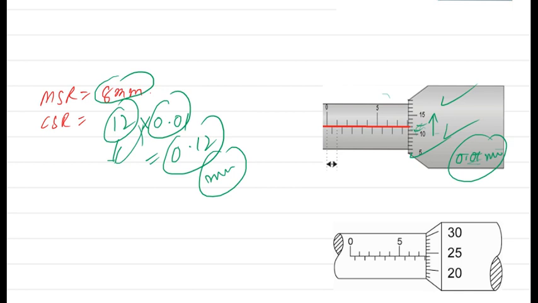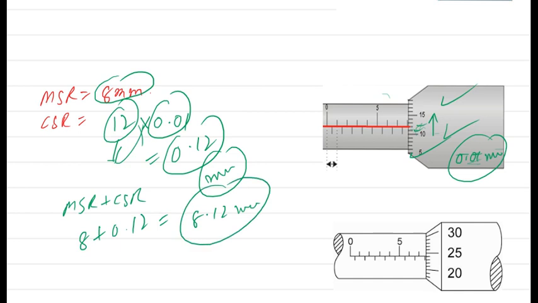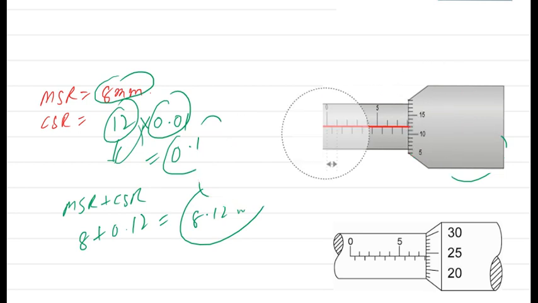Okay, so for the final, if we are finding the diameter, we will add both main scale reading plus circular scale reading, just add both of them. 8 plus 0.12, so it will be 8.12 millimeter is the measurement. This is after adjusting the object between the studs. I will show you later what the studs are, and how we adjust the object. But here I'm just telling how we can take the readings from the circular scale. Let's see one example more.